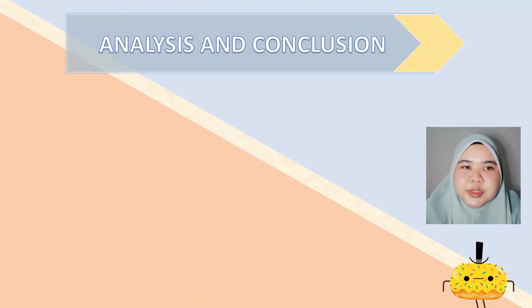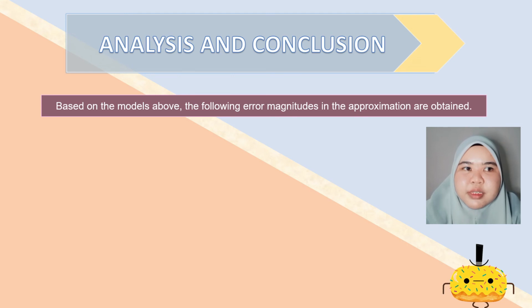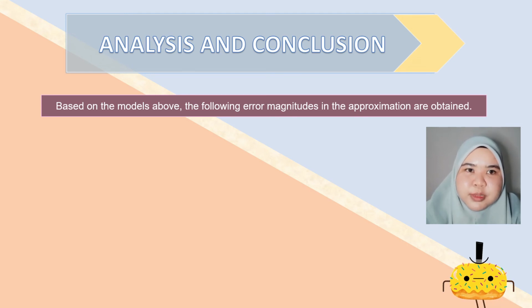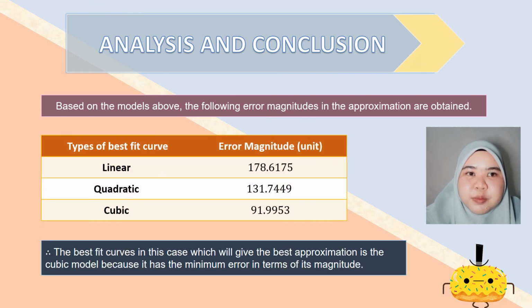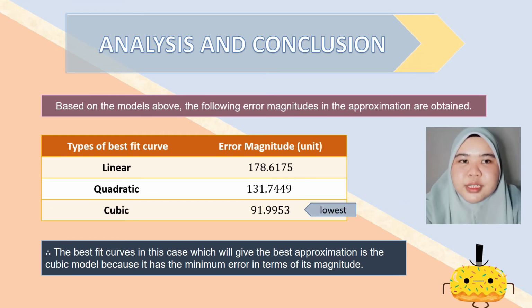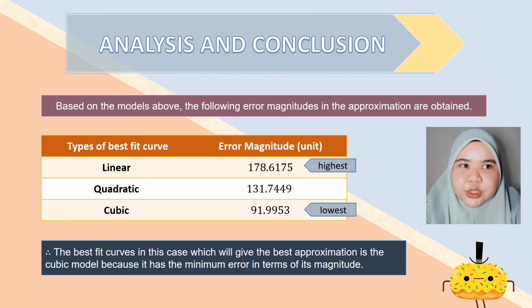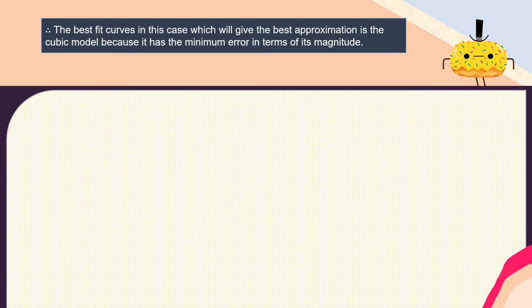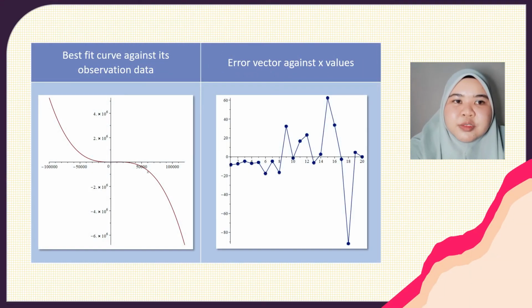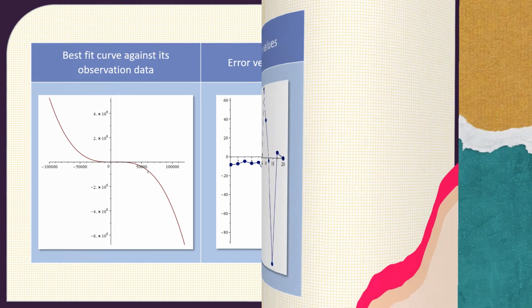For the conclusion, based on the three models, the error vector method of approximation has been obtained by comparing all three models. The best curve that gives the best approximation is the cubic model because it has the lowest error in terms of magnitude, whereas the linear model has the highest error in terms of magnitude. So, the linear model is not the best fit curve. The graph displayed is the best curve projected against the observed data, which produces the smallest area. That's all from us. Thank you.